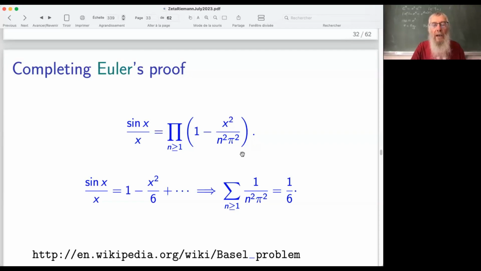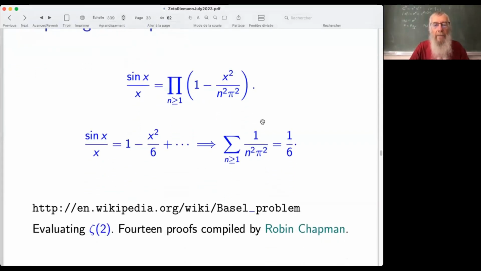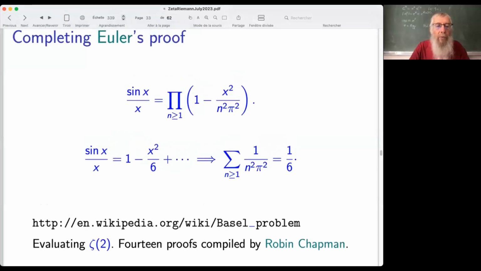And I will explain one proof of this product expansion of sin x over x. You see that it's a product expansion which is similar to what I explained yesterday for the Weierstrass product expansion. So I give one proof for evaluating zeta of 2.